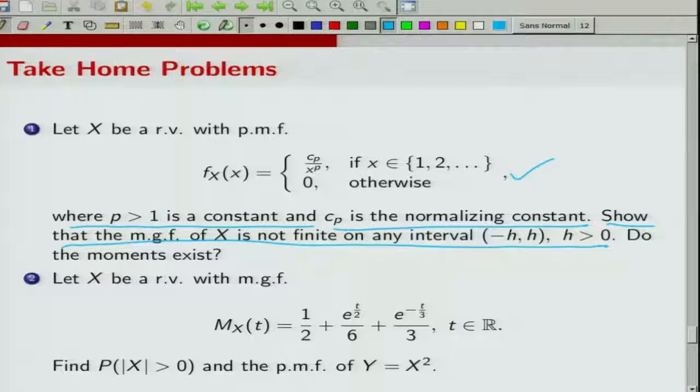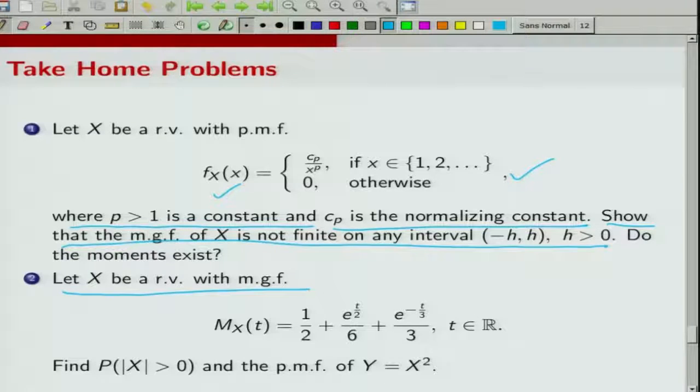One way to do this would be to prove it by contradiction. Suppose the moment generating function is finite on some interval of the type minus h to h. Then moments of all order exist, and then you show that there will be a few moments which will not exist for this PMF.